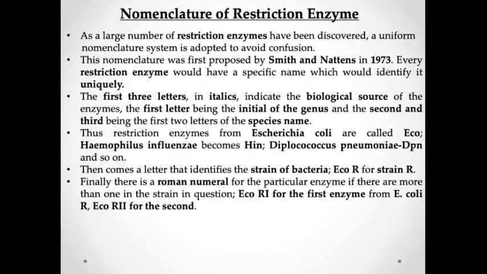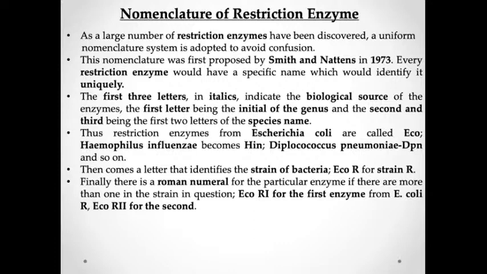So that's how HindIII, EcoRI, DpnI, BamHI all these names are given. Then the next letter identifies the strain of bacteria that you're looking for. That is EcoRI, R for strain R. So the bacteria strain was R, so that's why it's R.